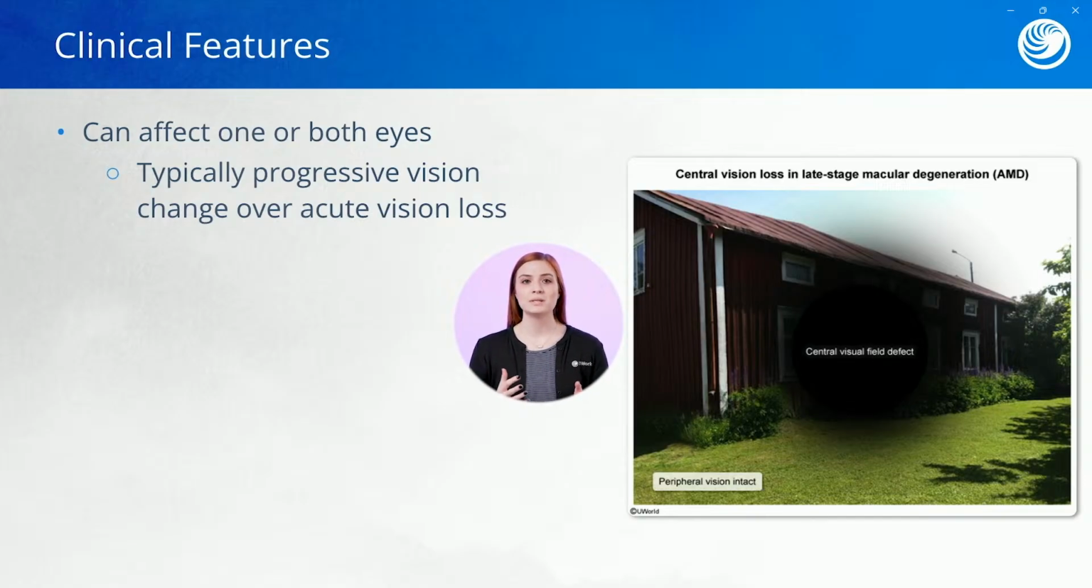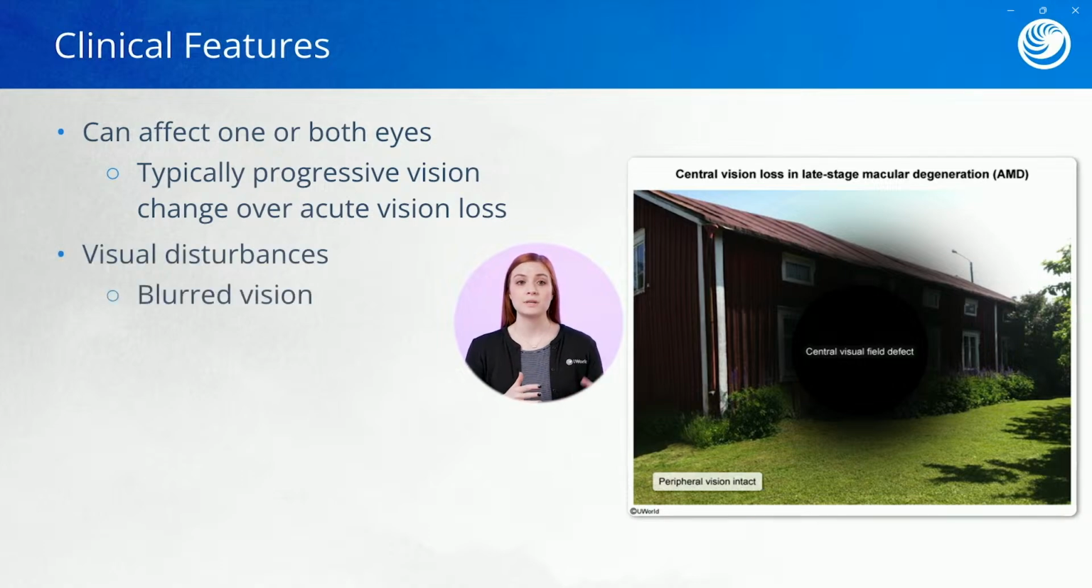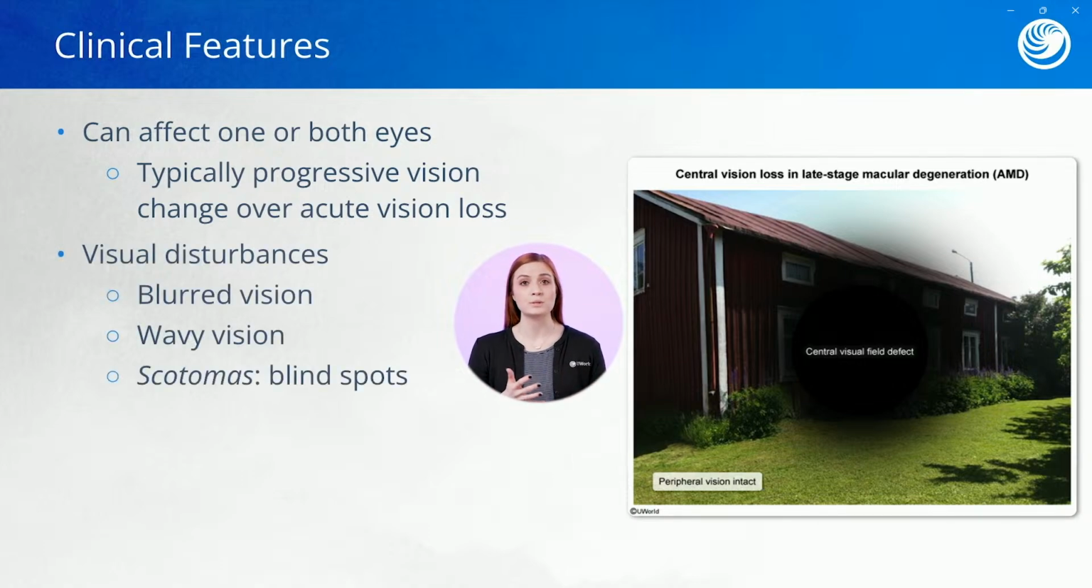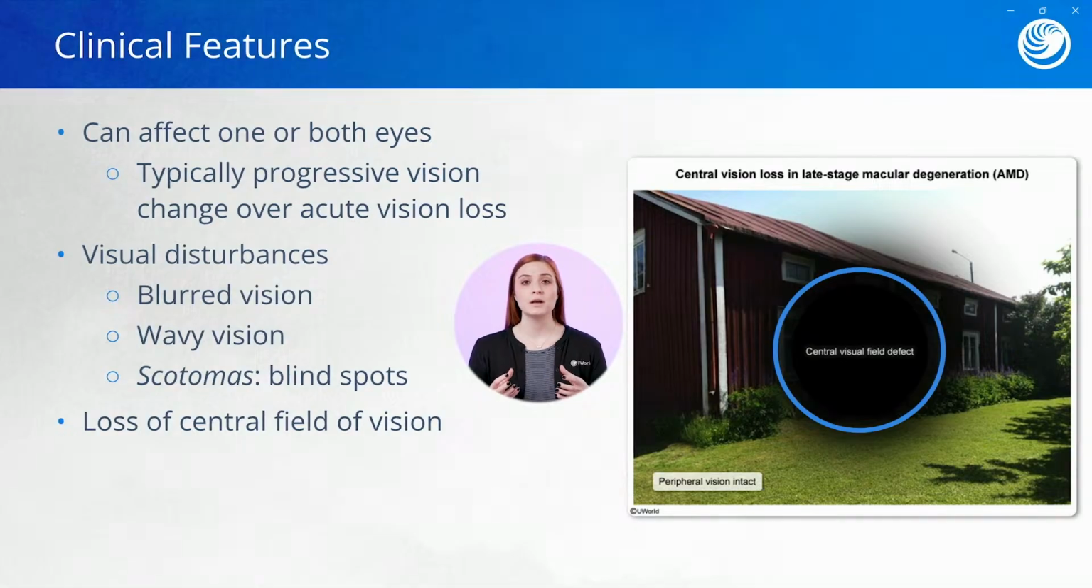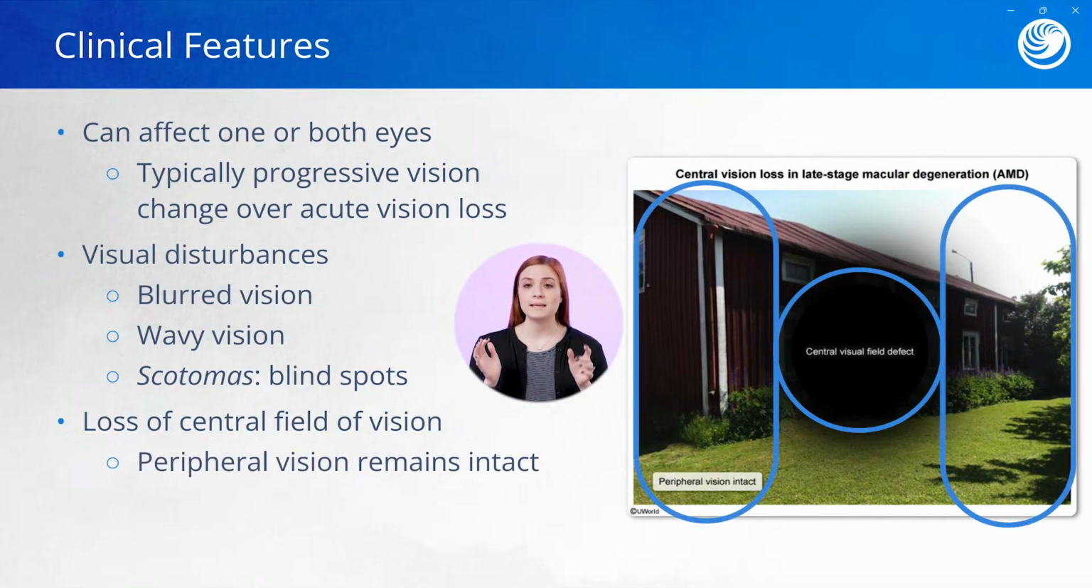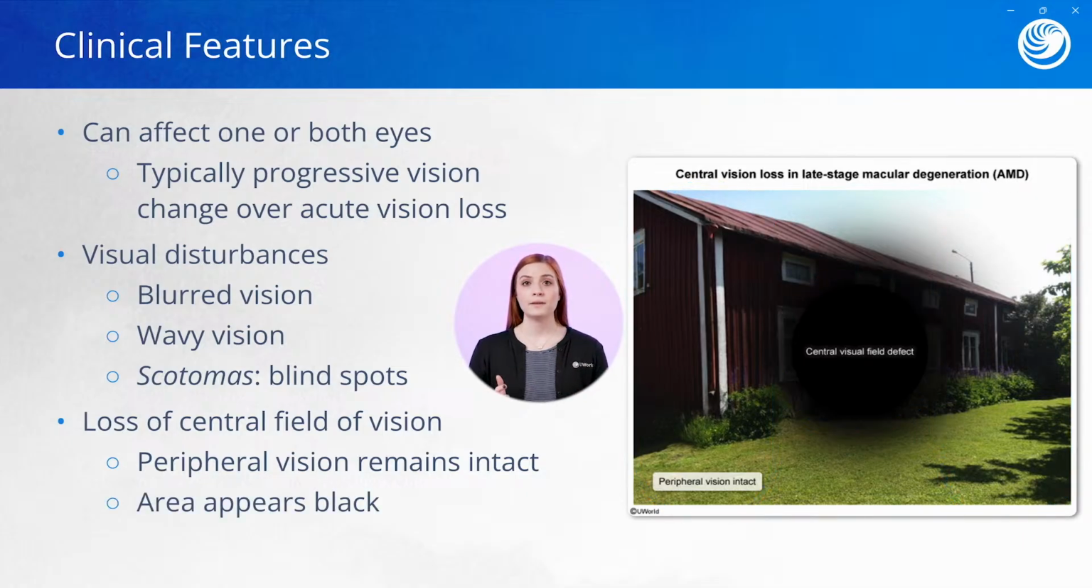Clients with AMD are going to have visual disturbances such as blurred vision, wavy vision, or scotomas, which are blind spots. One of the hallmark features of AMD is the loss of the central field of vision. The peripheral vision is going to be intact, but as you can see in the image here, the central vision is going to become dark and appear black. The healthcare provider can use ophthalmoscopy to visualize the structures of the retina and look at the macula. They can look for signs of degeneration, such as drusen, or new vessels, or even leaking vessels.